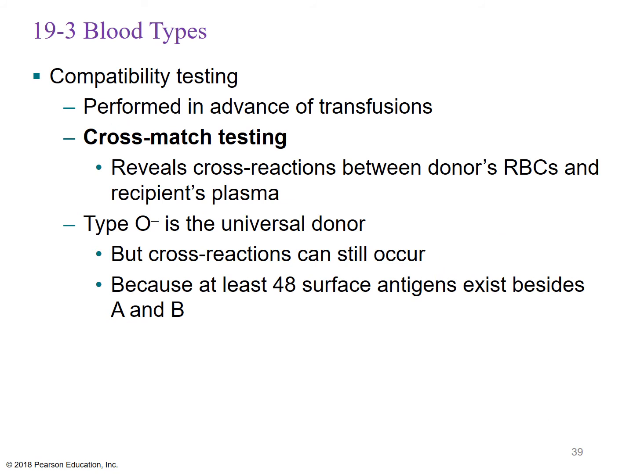Compatibility testing will be performed in advance of transfusions, and the cross-match testing will reveal cross-reactions between the donor's red blood cells and the recipient's plasma. Type O negative is the universal donor. It's possible for cross-reactions to still occur because there are more surface antigens other than the A and the B, but in general, in emergency situations, when you don't have time to do compatibility testing, if the person is bleeding out in the emergency department, type O negative is what is going to be given because it is least likely to cause a problem.